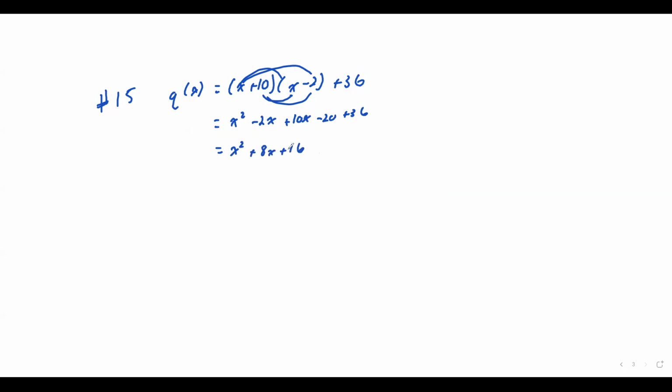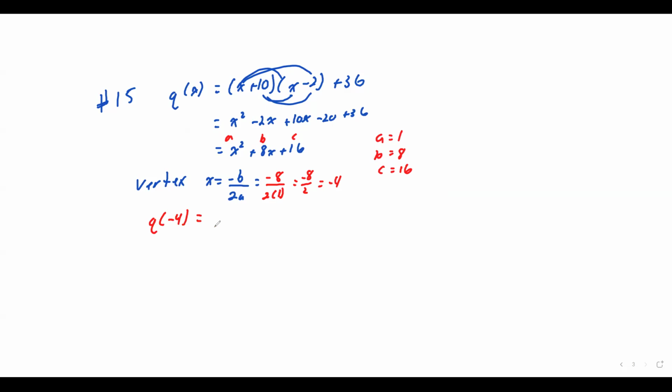Again, from this point, I'm getting ahead of myself, sorry. The vertex would be x equals negative b divided by 2a. I will always write the formula just for y'all, but you don't always have to write the formula. If I label this as my a, b, c, a would equal 1, b would equal 8, and c would equal 16. So this would be negative 8 divided by 2 times 1, which is just negative 8 divided by 2, which is negative 4.